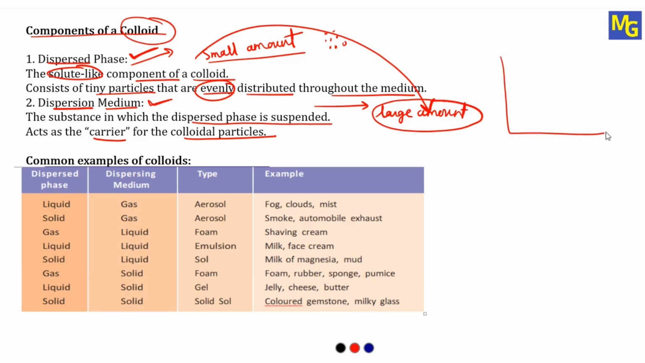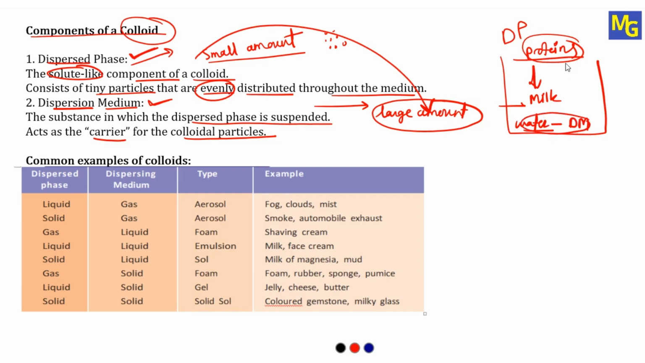Like for example, if I say milk, in the milk we have water in large amount. So this becomes the dispersion medium. I'll write DM, dispersion medium. But the particles or substances like proteins present in this milk, or the other substances present in this milk, these all will act as the dispersed phase, because these are present in small amount and the water is present in large amount. So in this water, all these particles like proteins, fats, etc., will remain suspended and the milk will get white color. So always remember, the dispersed phase will remain suspended in the dispersion medium.